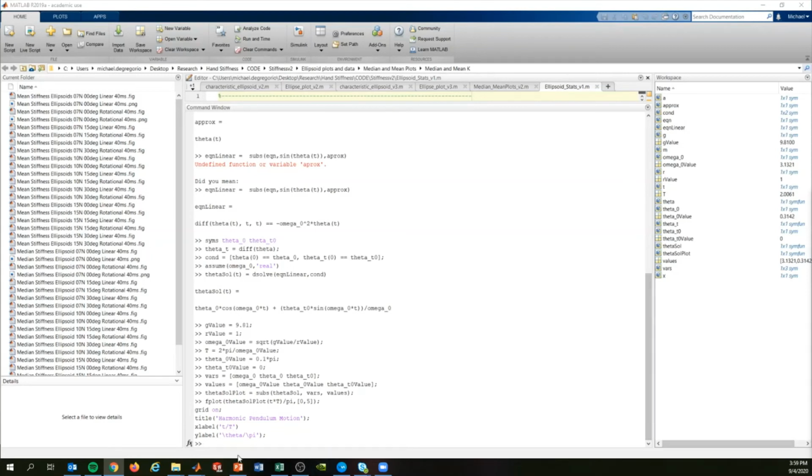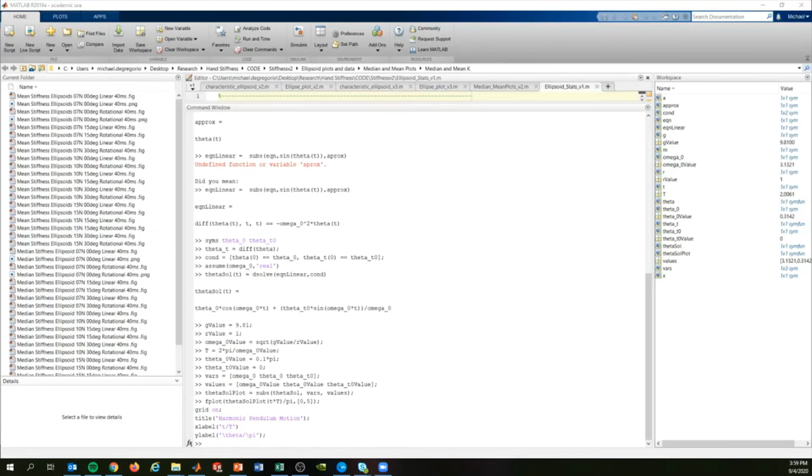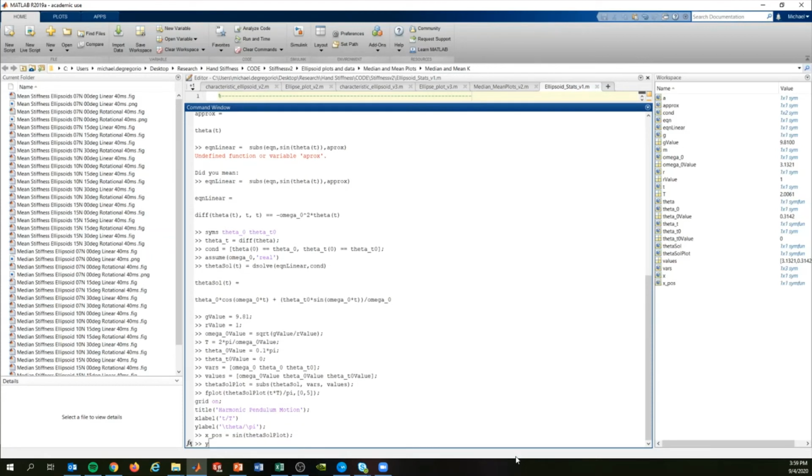But before we even get into that, why don't we try something else here? I want us to try plotting like a little movie. So how are we going to do that? Well, I'm going to say x_pos is equal to sine of theta_sol_plot, y_pos is equal to negative cosine of theta_sol_plot.